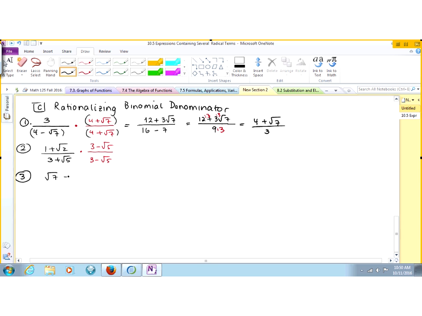Square root of 7 plus square root of 5 divided by square root of 5 plus square root of 2. So here we only have square roots. We will not have cube roots. For a binomial denominator, we only have square roots. We do not have cube roots. 5 square root of 3 minus square root of 11 divided by 2 square root of 3 minus 5 square root. Okay, I'm going to go around. I need you guys to try these, please.